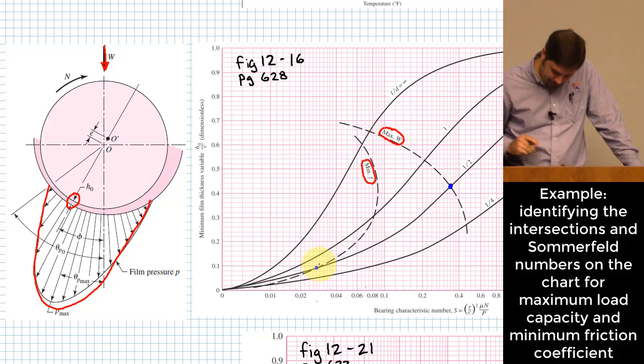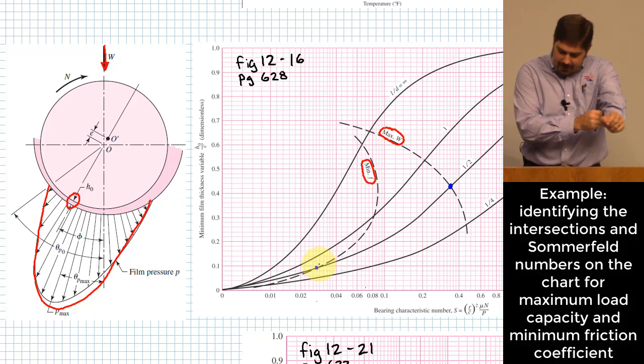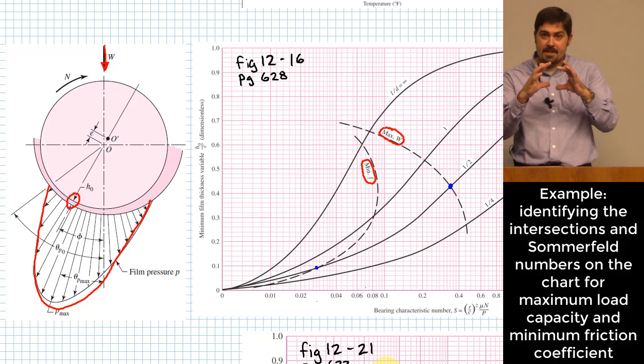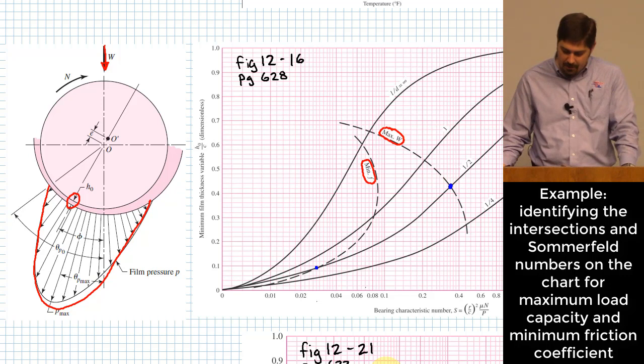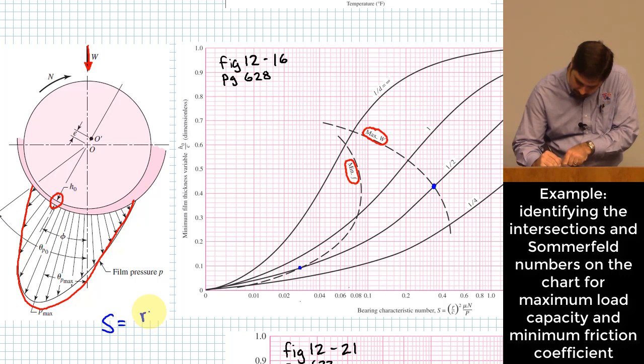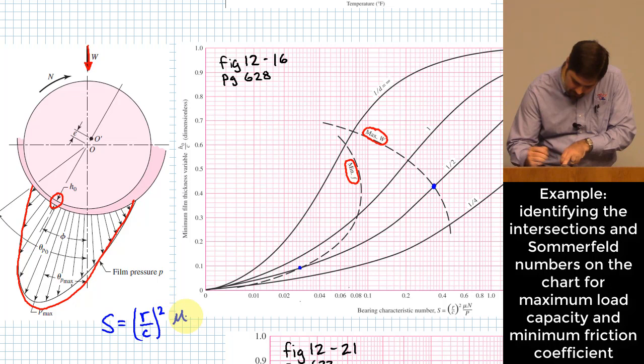Okay. And what we're trying to find there is the clearance, because that will let us size the bushing. How big does the bushing need to be if we know the radial clearance that we need? You might notice down here the bearing characteristic number is the value along the horizontal axis. Which of these values do we know? The bearing characteristic number says S is equal to R over C squared times viscosity times speed over the amount of pressure in the bearing.